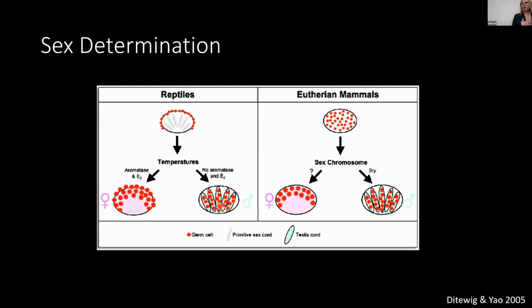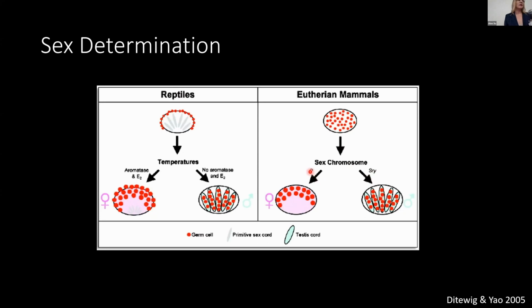Thankfully, eutherian mammals, of which we are one, animals with placentas, do not use temperature-sensitive sex determination. We use a genetics-driven method of sex determination. So in eutherian mammals, what we appreciate is that there is a key gene called SRY, which is found and expressed from the Y chromosome of XY individuals. This gene drives formation of the testis.